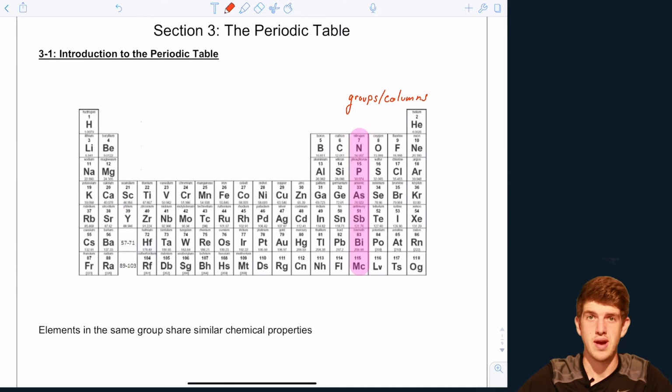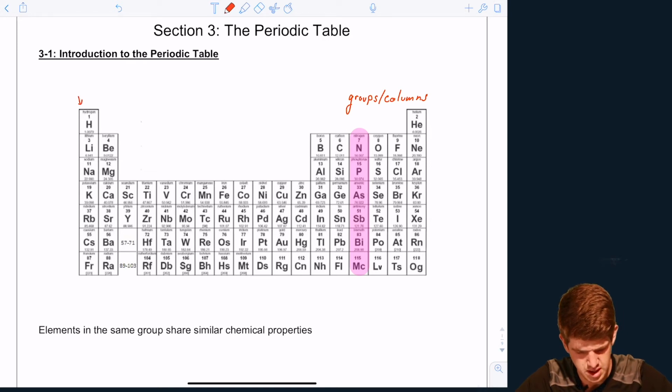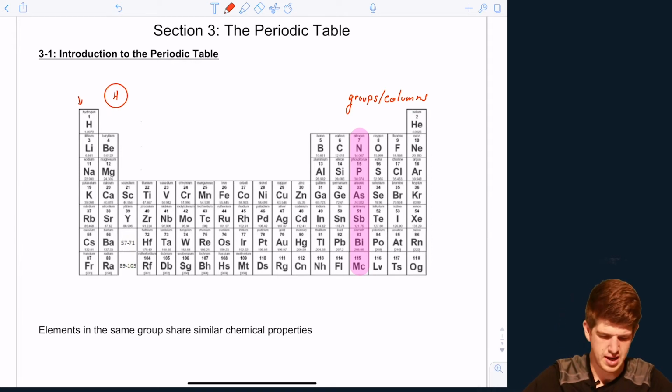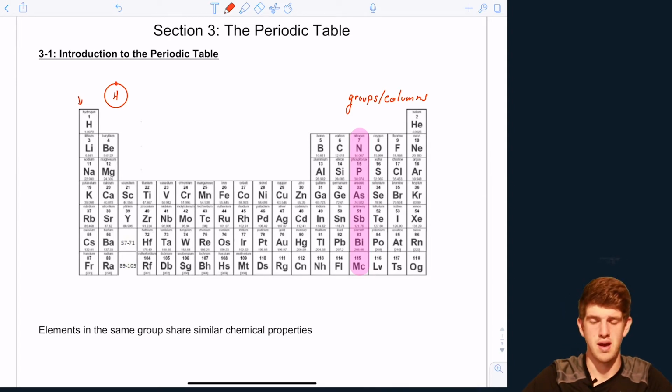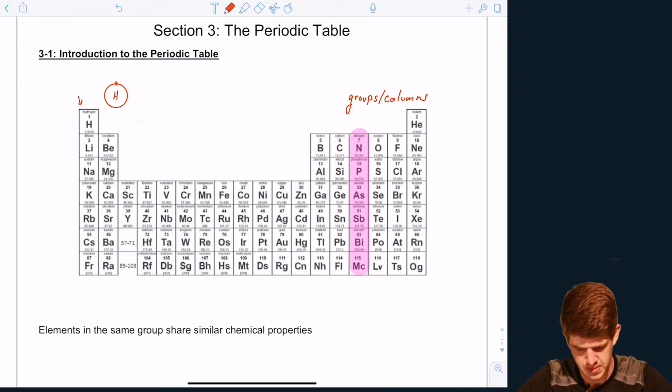Now the reason that they're going to be reacting similarly is because all of the elements in the same group are going to have the same number of valence electrons. Valence electrons are just the electrons that are in the outermost shell of an atom. So for hydrogen, it only has one electron in its n equals 1 shell, and so it would have a valence number of 1.